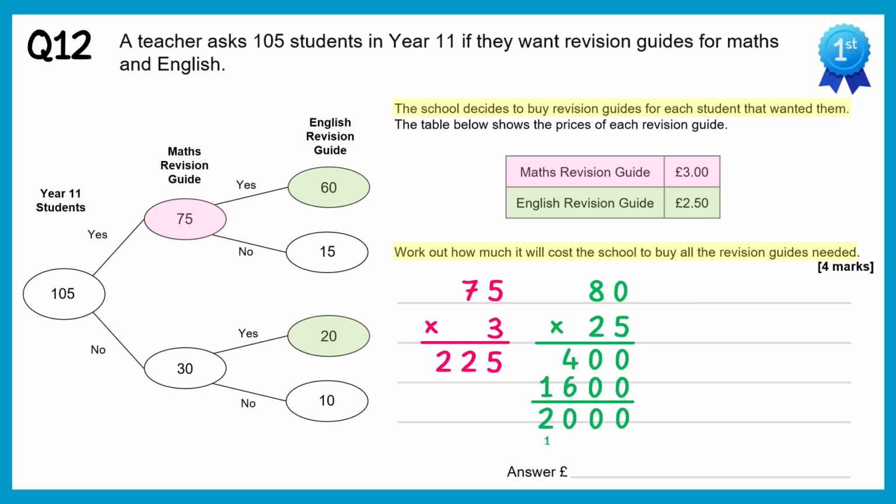But remember, it was 80 multiplied by £2.50, so we actually need to divide our answer by 10 to get £200 instead. And then to finish the question and get the total cost, we'll add the £225 from the maths revision guides to the £200 from the English revision guides. 5 plus 0 is 5, 2 plus 0 is 2, and 2 plus 2 is 4. So the answer is £425.